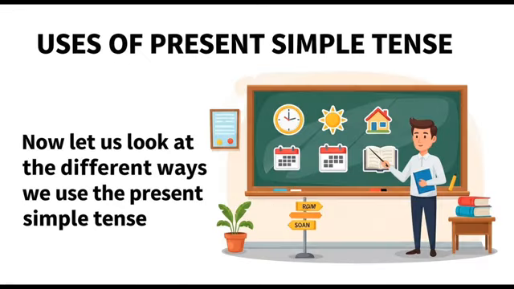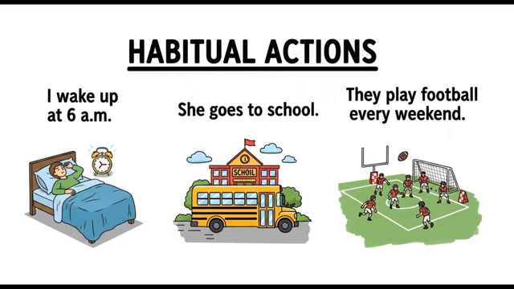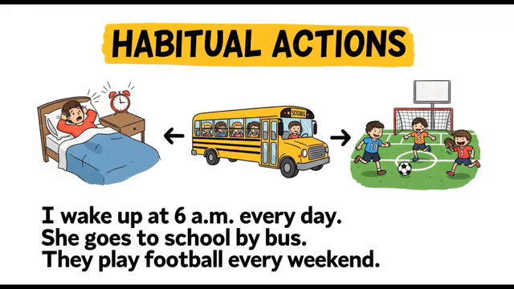6. Uses of present simple tense with examples. Now, let us look at the different ways we use the present simple tense. Habitual actions. We use it for actions we do regularly or repeatedly. I wake up at 6 a.m. every day. She goes to school by bus. They play football every weekend.